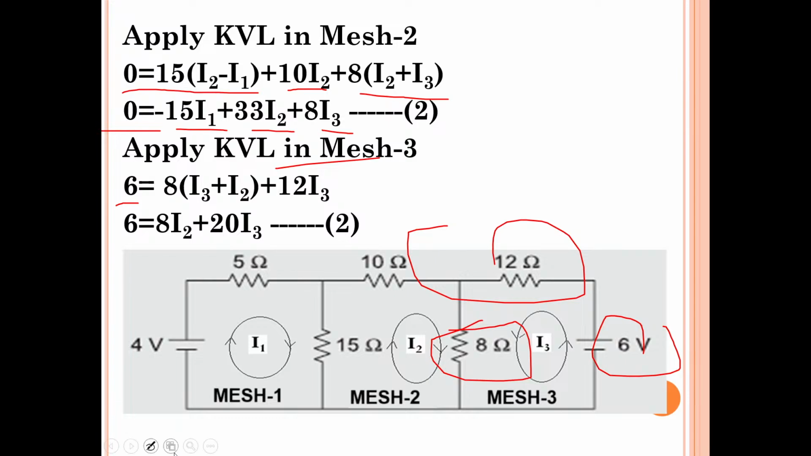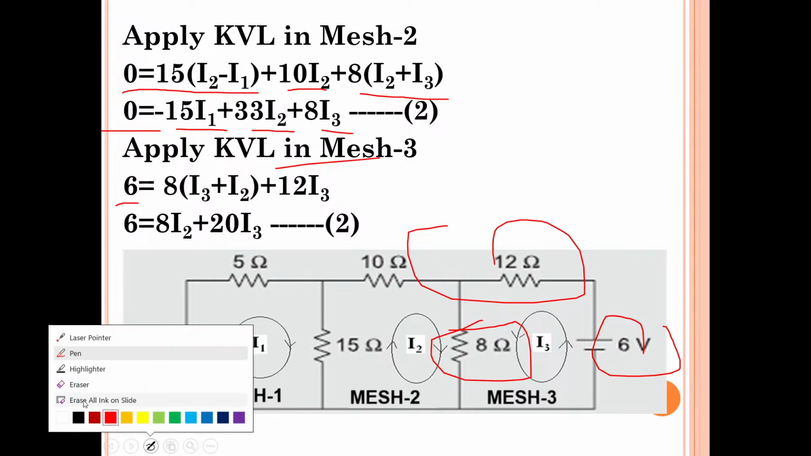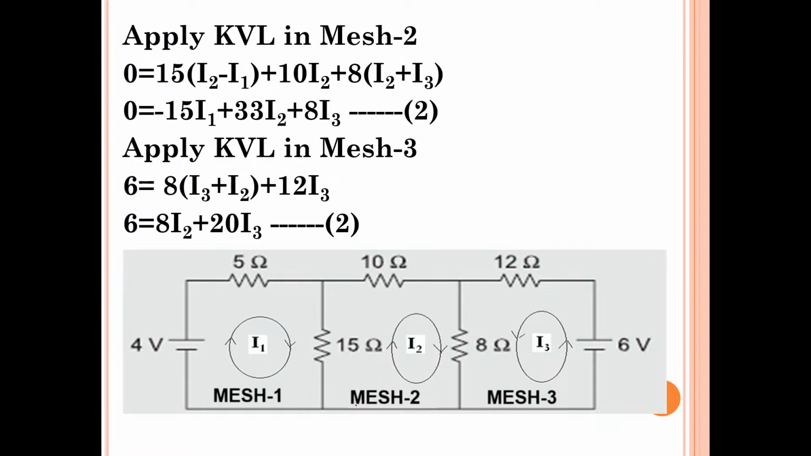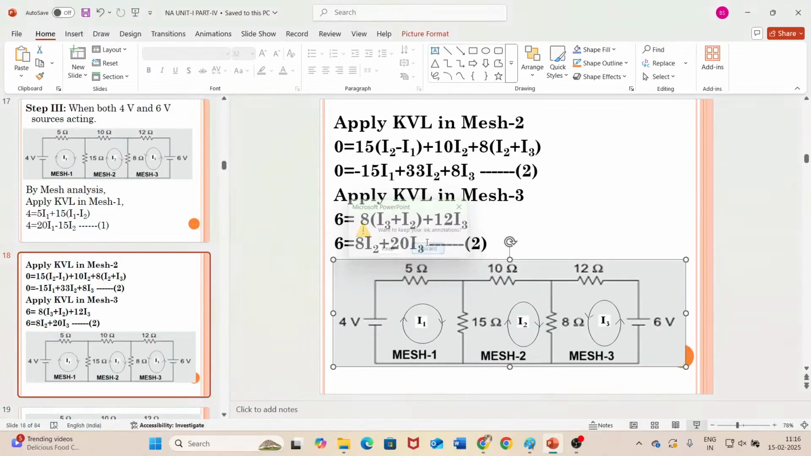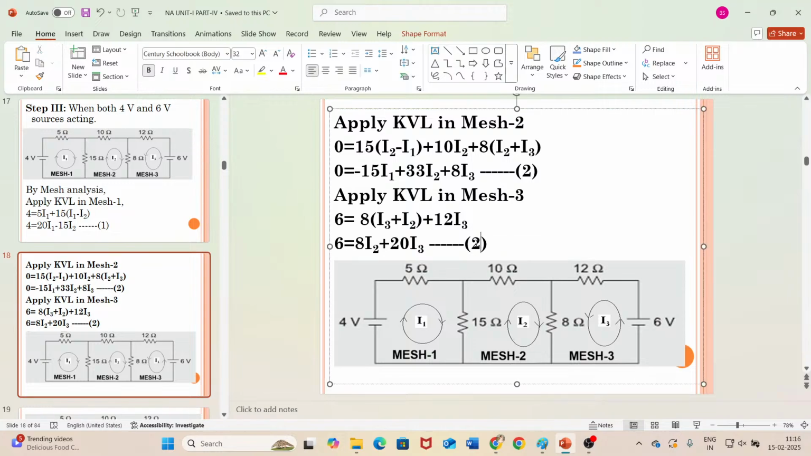The 8 ohms is in between two meshes, and the current direction of both the meshes is the same. Therefore, you have to add those two currents. So 8 into (I2 plus I3), plus 12 into I3. That's it. You just expand it, you will get 6 is equal to 8 I2 plus 20 I3. I have considered both the equation numbers the same, so this equation number is 3.